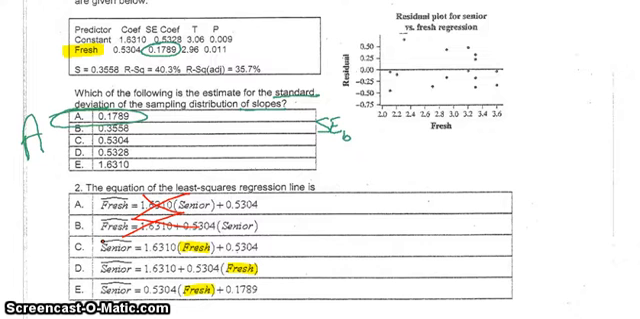0.5304. Guess what? This is my slope. Where do I have 0.5304 as my slope? Here and here. That means no. Where is my y-intercept? Hey, it's right here. Where is 1.6310, the y-intercept? Only right here. Therefore, our answer is D. Boom. Here we go.